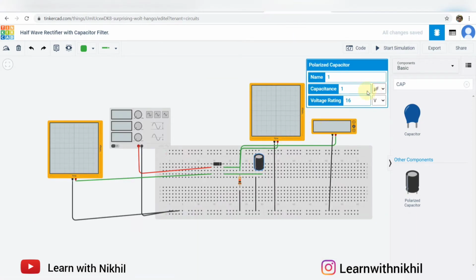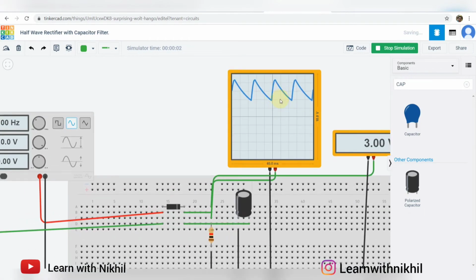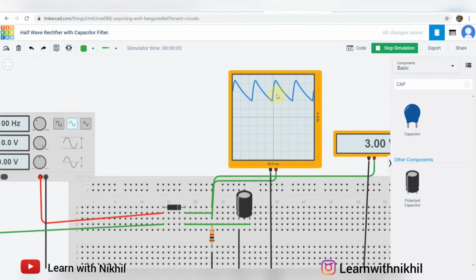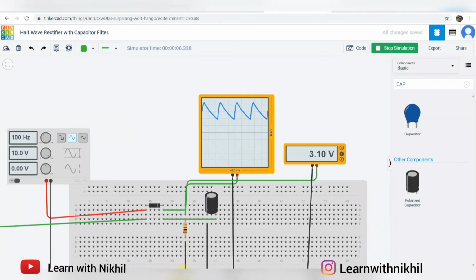I'll change the value of the capacitor to get a smoother curve. I'll change the capacitance to 10 microfarads and start the simulation. So this is the curve, charging time, discharging time, just shifted upwards, but the Vm, as you notice, is the same. From the axis line 1, 2, 3, 4, this is 4.3 again. So the DC output after the filter circuit is 3.1 volts.